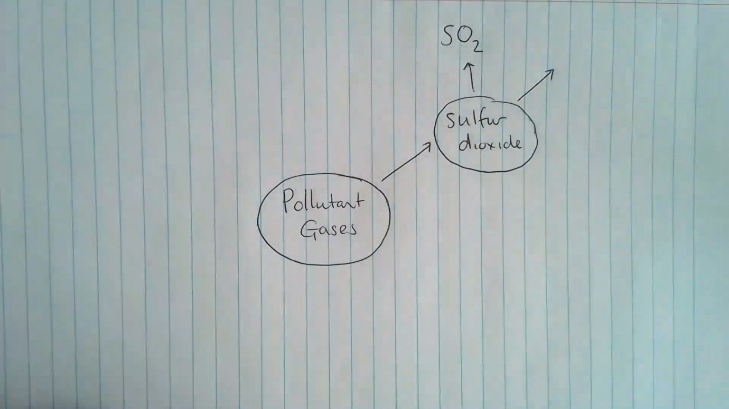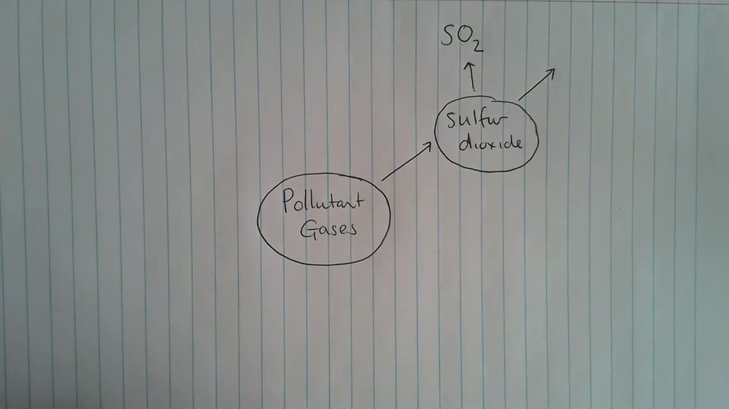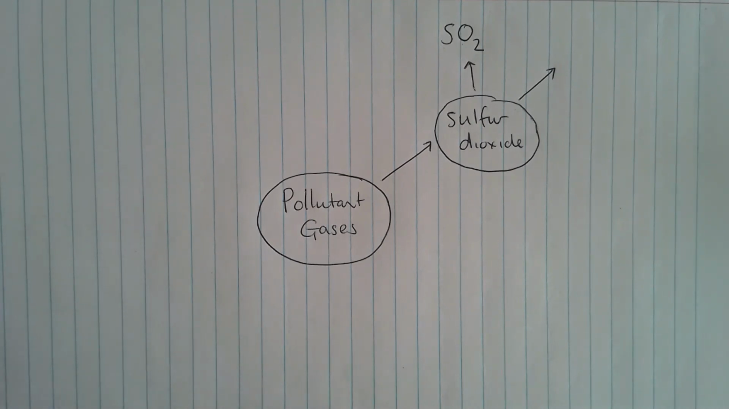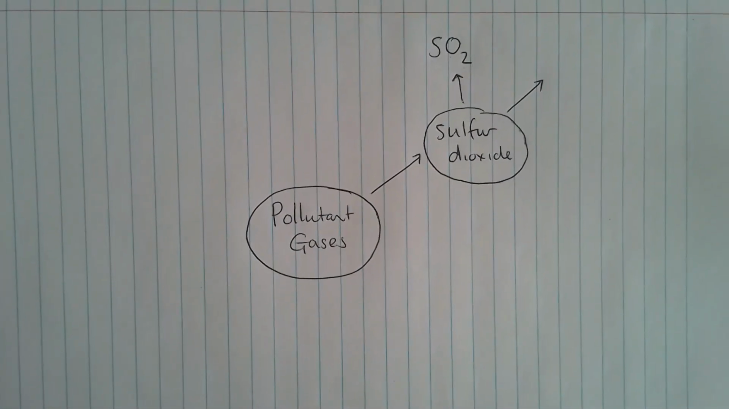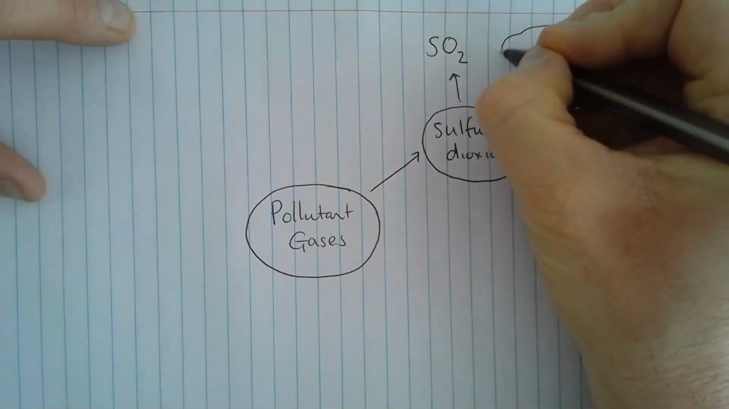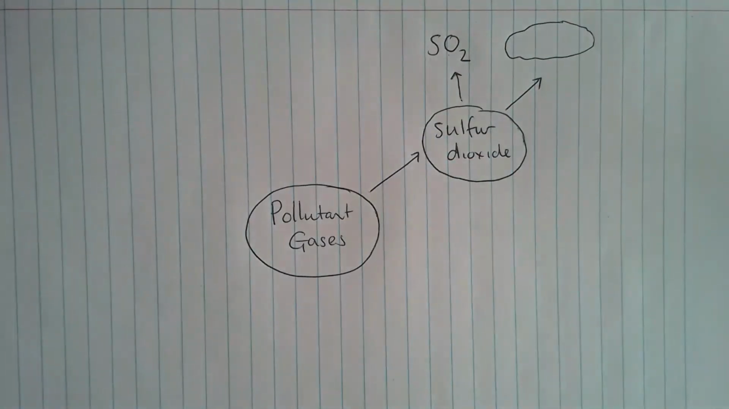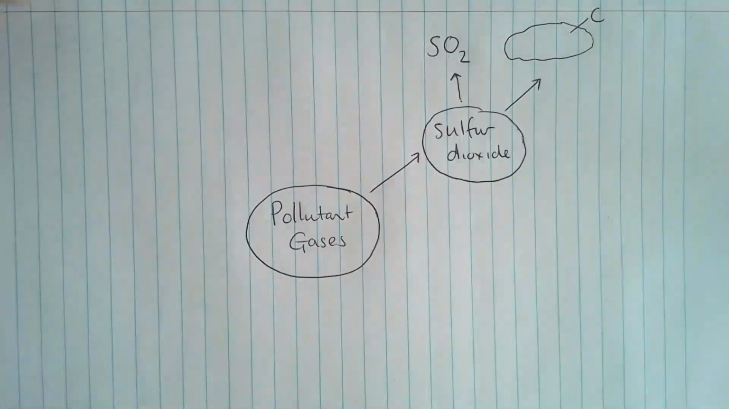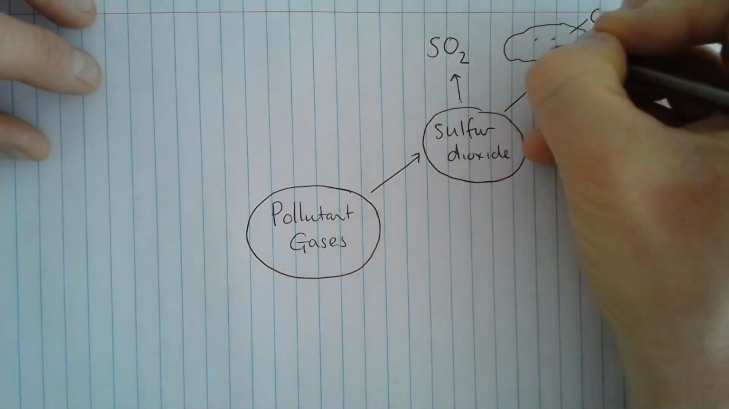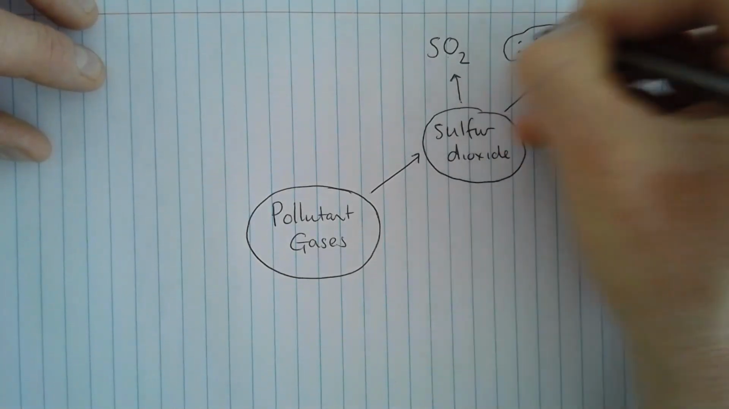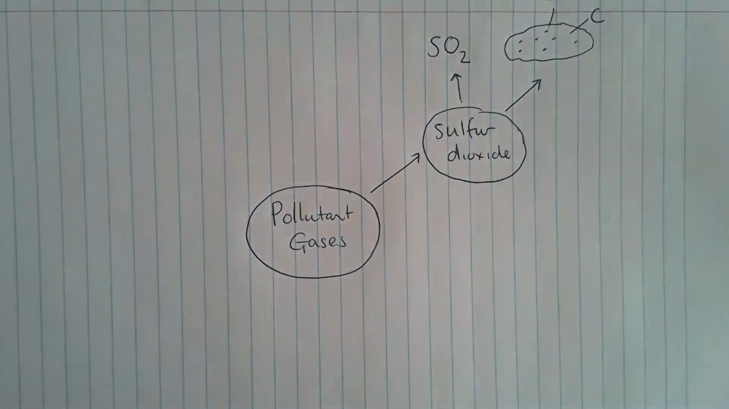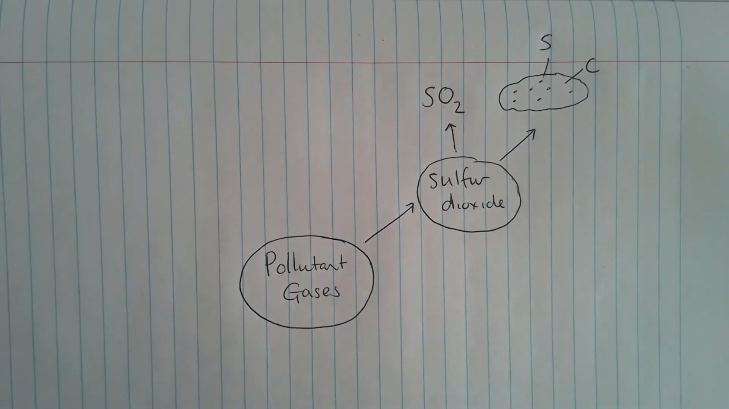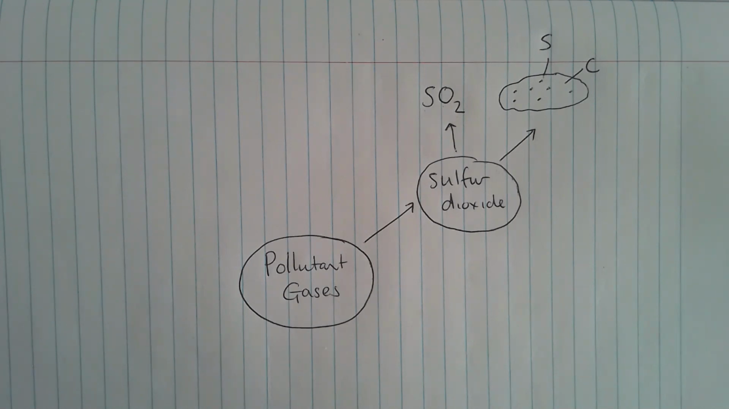Sulfur dioxide is caused when sulfur impurities contained in fuels burn. So if we look at coal, for example, and if I use this to represent a lump of coal, coal is almost completely made of carbon. However, dotted in it there are going to be small pockets or groups of sulfur atoms, and when we burn coal, the sulfur atoms in the coal also burn or react with oxygen to produce sulfur dioxide.